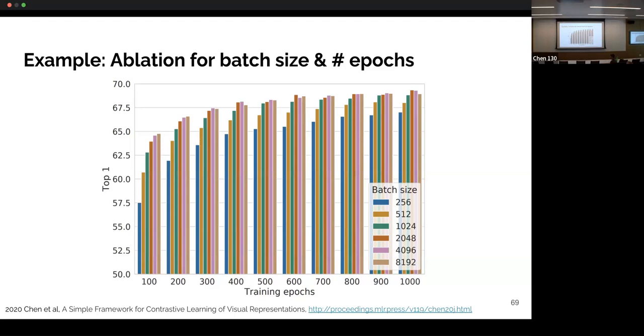Thanks, Sam. Is this in any way informative to the general scientific community? Bigger batch size and training for longer seems to be better. Yes, for this method, but actually for many methods. The largest possible batch size that you can, training for as long as you can, mostly seems to be better.